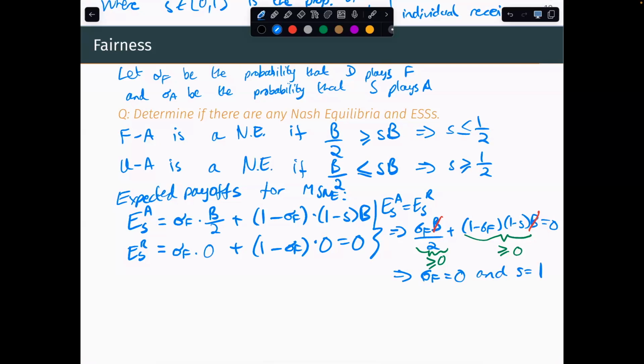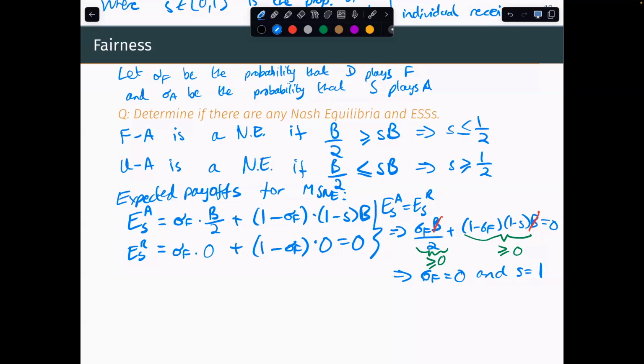By definition, though, this isn't going to be a mixed strategy Nash equilibrium, because sigma f is the probability that our dominant individual gives a fair share. So this is already telling us that we can't actually have a mixed strategy Nash equilibrium here, because our dominant individual is going to be playing a pure strategy. It's never going to give a fair share.